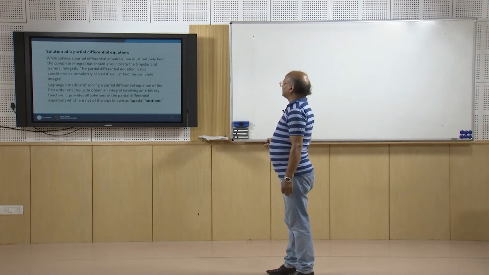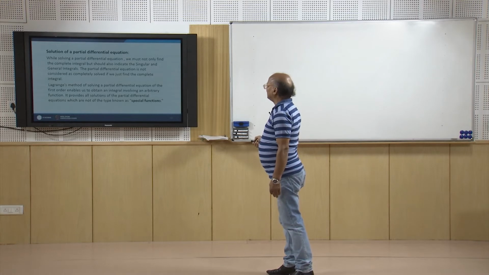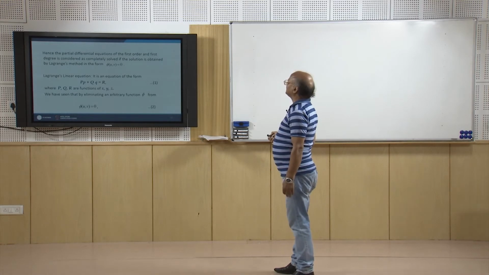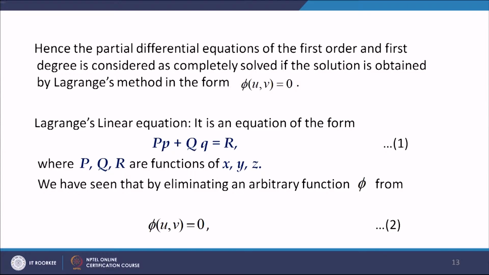It is just an exceptional case where all solutions of the partial differential equation are not obtained from the general integral. Hence, a partial differential equation of the first order and first degree is considered as completely solved if the solution is obtained by the Lagrange method in the form phi(u, v) equal to 0. Let us see the most general form of the Lagrange first order and first degree differential equation.